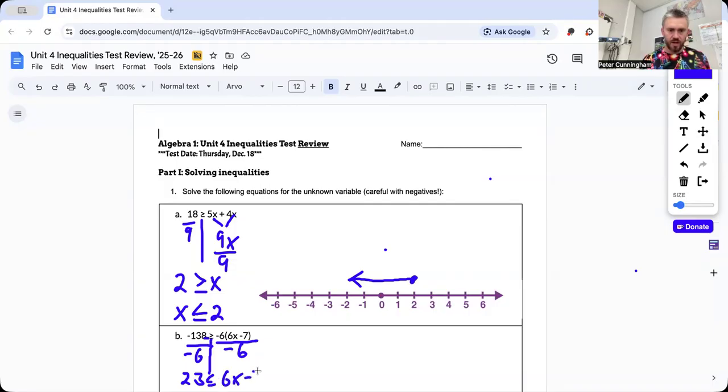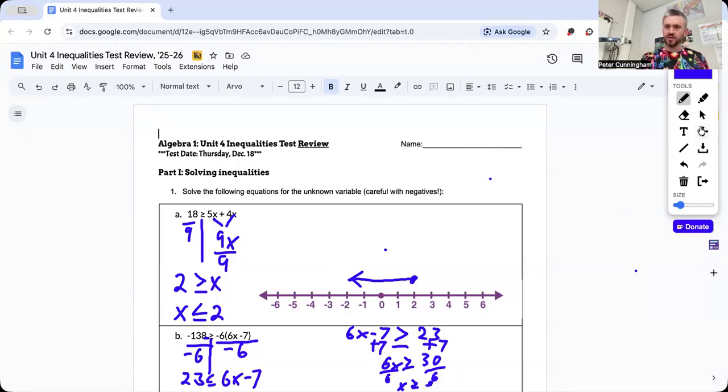6x minus 7. I'm just going to rewrite that over here. And I'm actually going to rewrite it with 6x minus 7. See how the inequality is open to that side? I don't love 7 being there because it kind of looks like my inequality symbol, so I'm just going to rewrite it. And then 23. So plus 7. Plus 7, I have 30. So this is really just like solving equations, but you got to remember to flip that inequality. X is greater than or equal to 5.